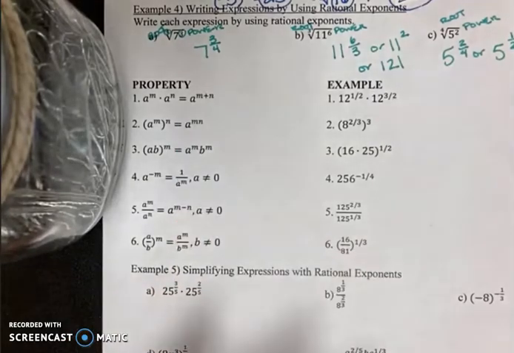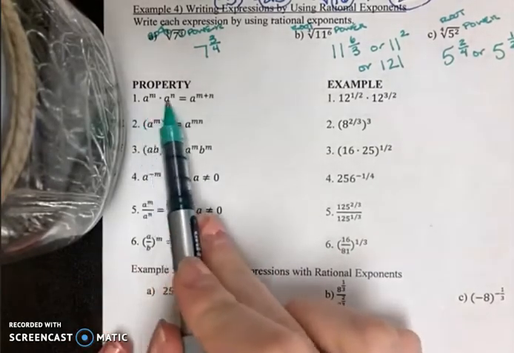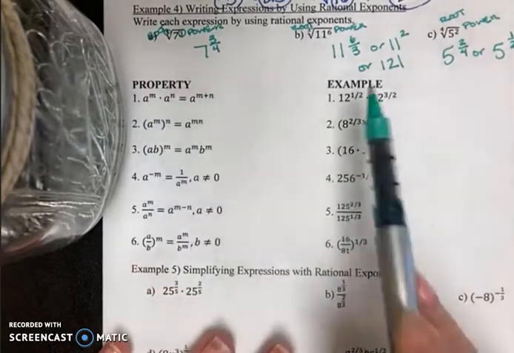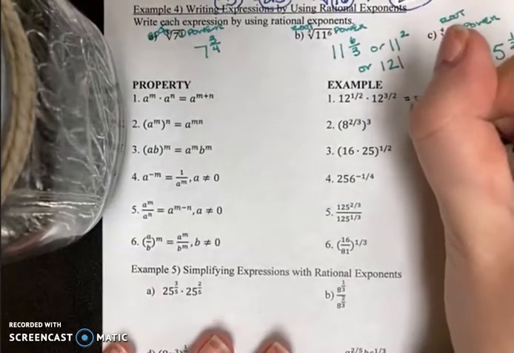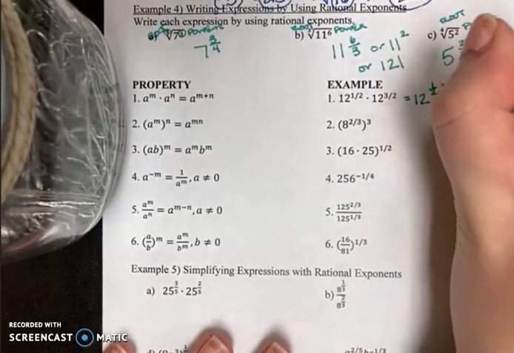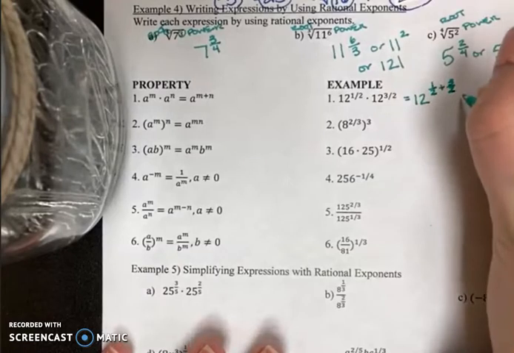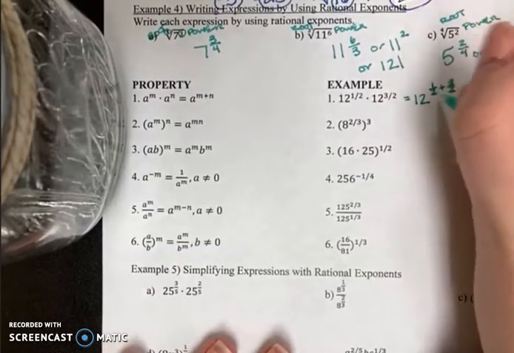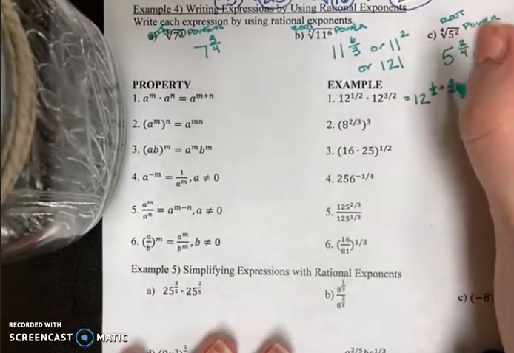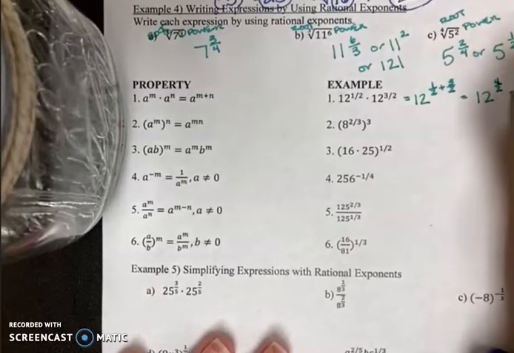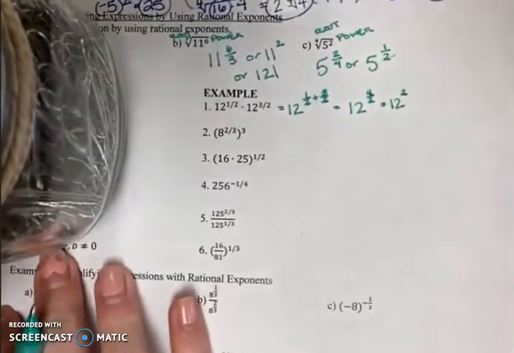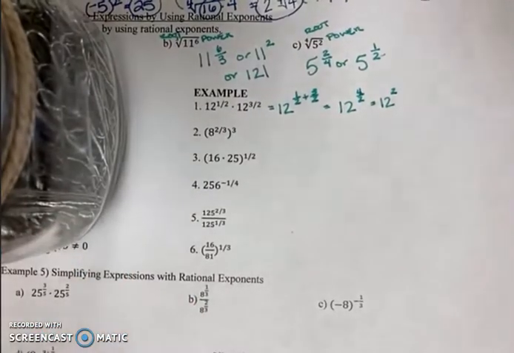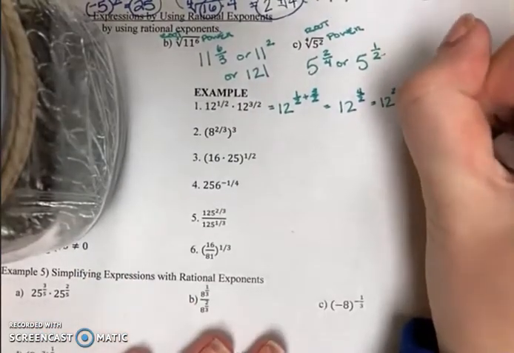First, we're going to take a look at the product property, which says when we multiply by the same base, we add the exponents. So 12 is my same base. I can add the exponents. That gives me 12 to the 1/2 plus 3/2. It already has a common denominator, so I can add to get 4 over 2, which simplifies to 2. And 12 squared is 144.